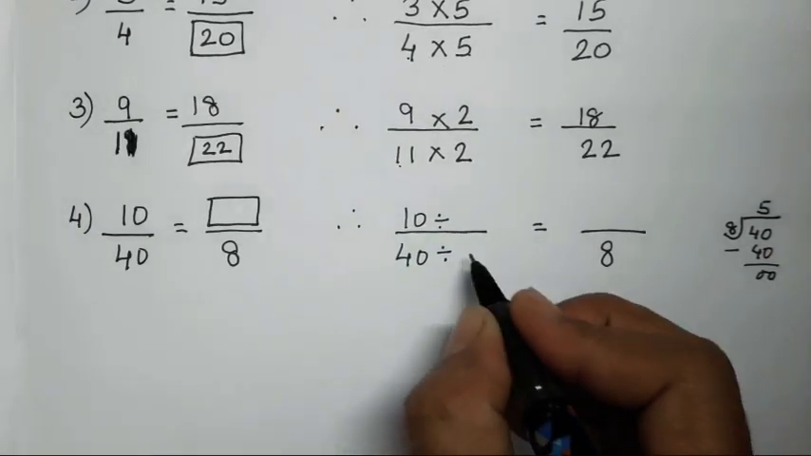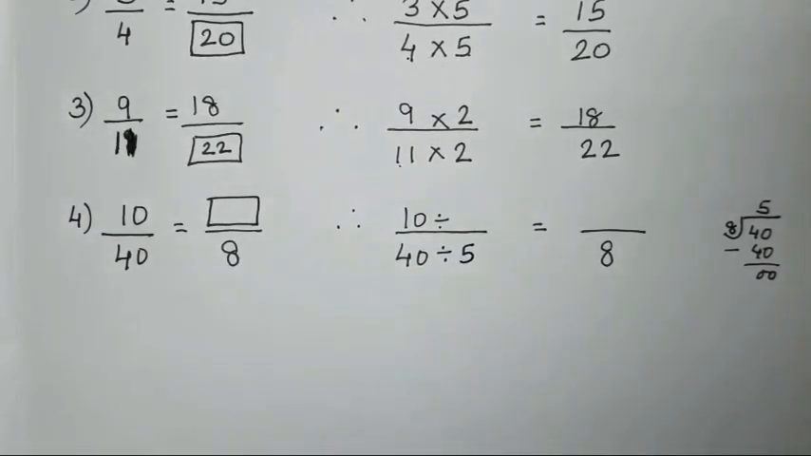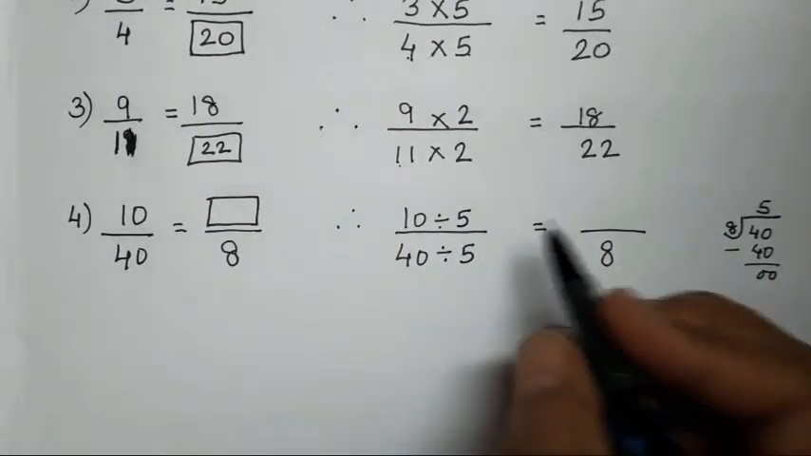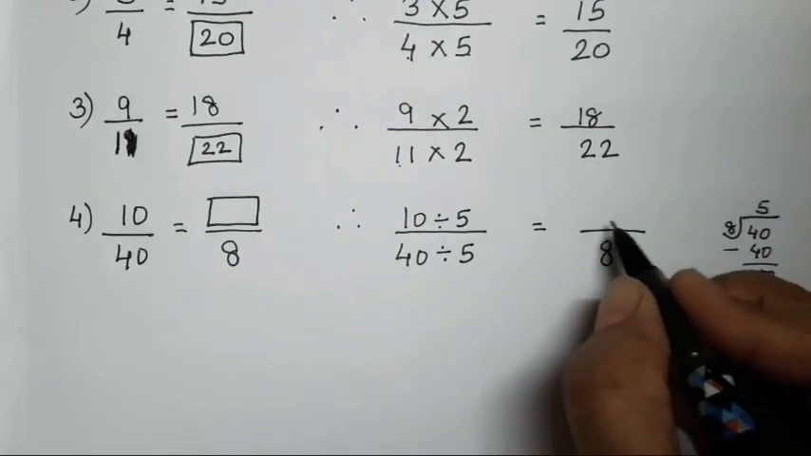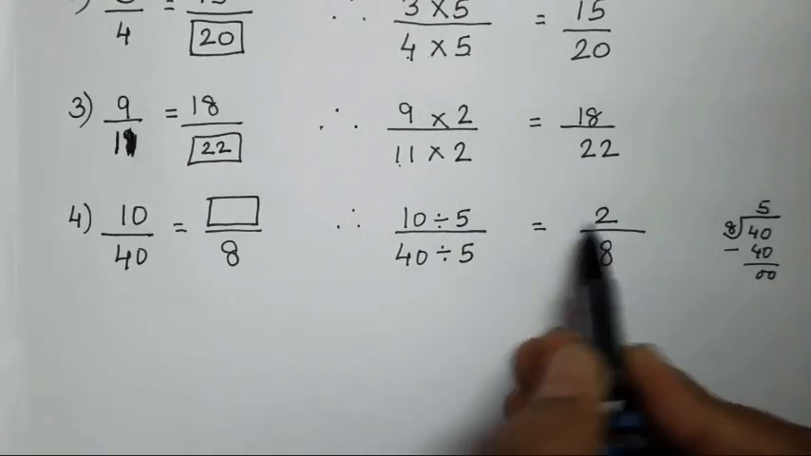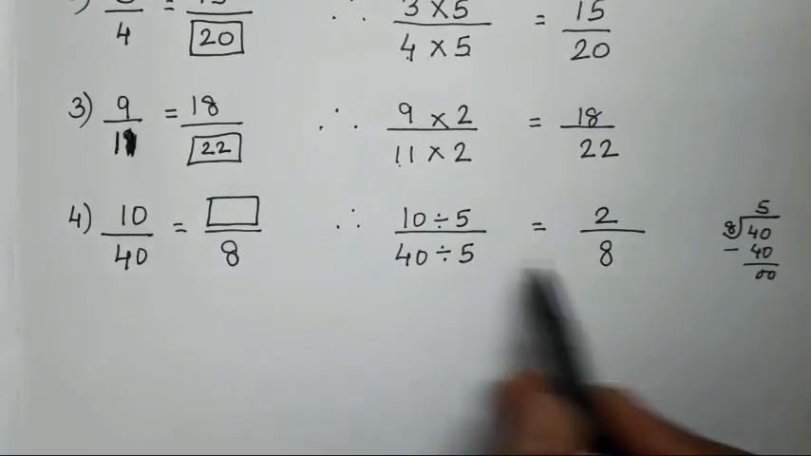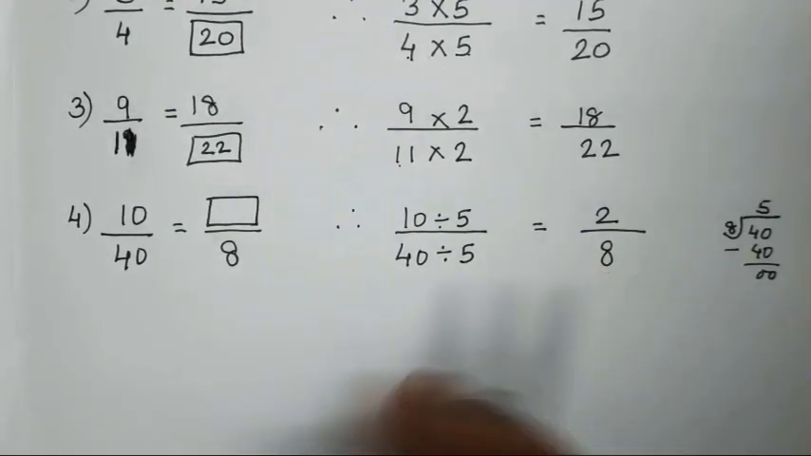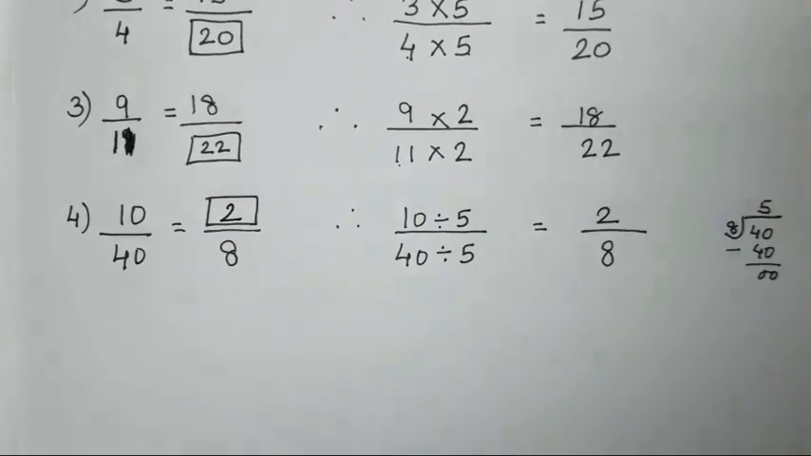That means you have to divide 40 by 5, right? So divide 10 also by 5. When you divide 10 by 5, the answer is going to be 2. Now how are you going to check whether your answer is right or wrong? 5 2s are 10, 5 8s are 40. That means the answer that you have got is correct.